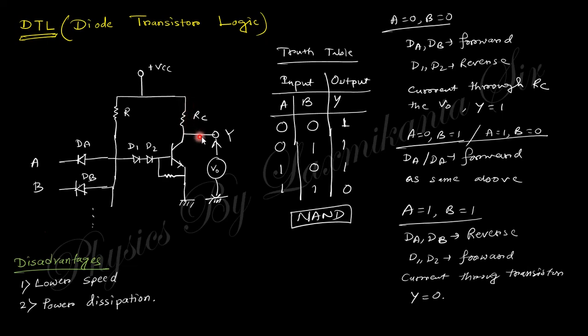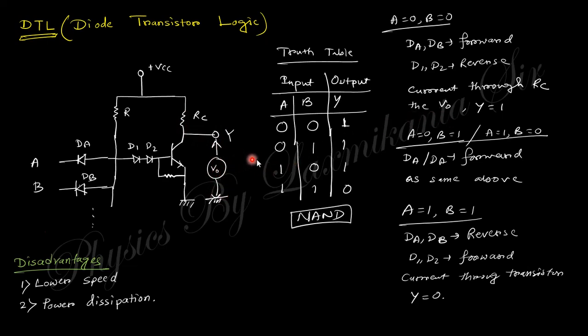Current flows through the RCs and the voltmeter, because this is an off condition. These are the off condition, because this is reverse bias, right? So the transistor is off, so current flow through this voltmeter will be obtained as the output here.